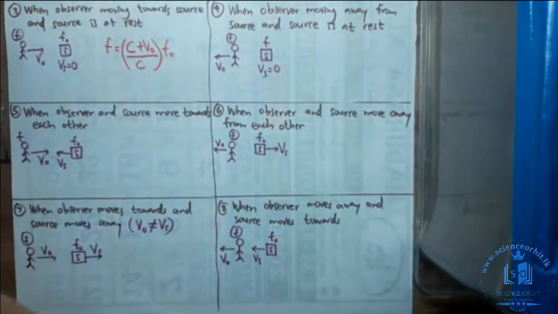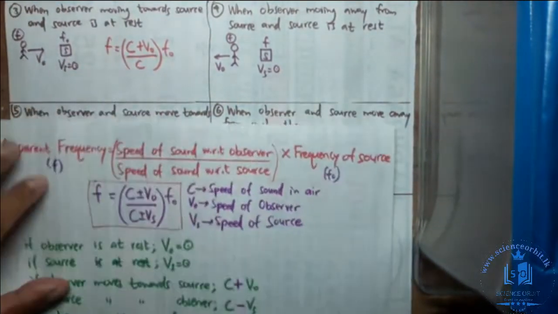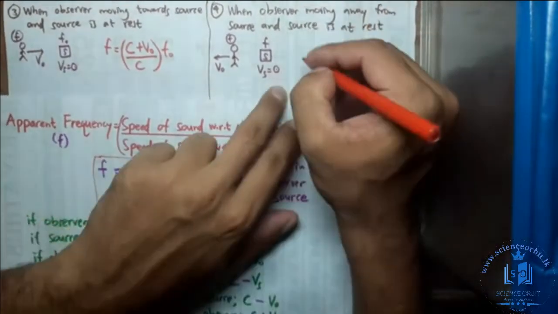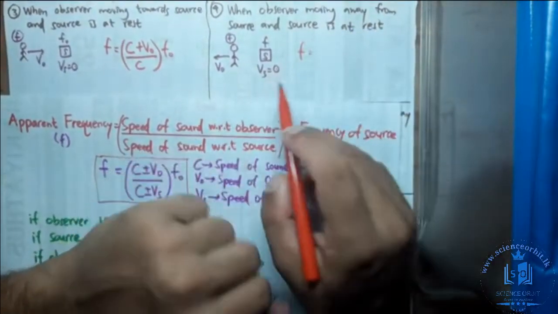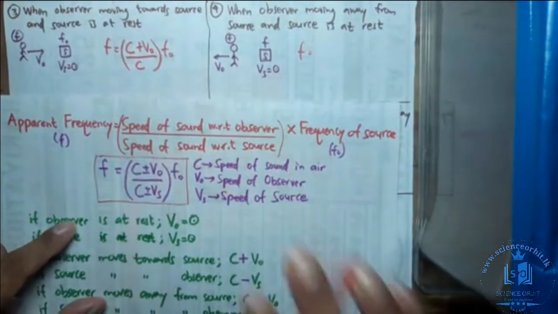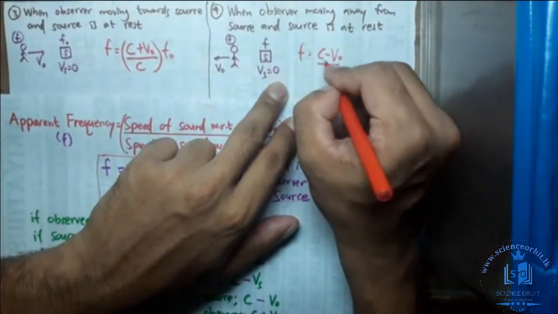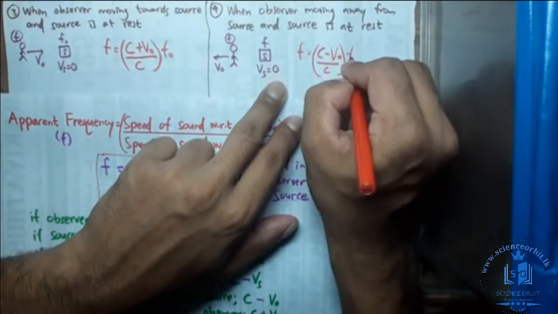Okay, right. I'm using this as my guidance. I hope you can remember this. I'm using this as my guidance. So let's use this here. Here the equation for apparent frequency: the observer is moving away, so it should be (C minus VO) divided by C into FO.